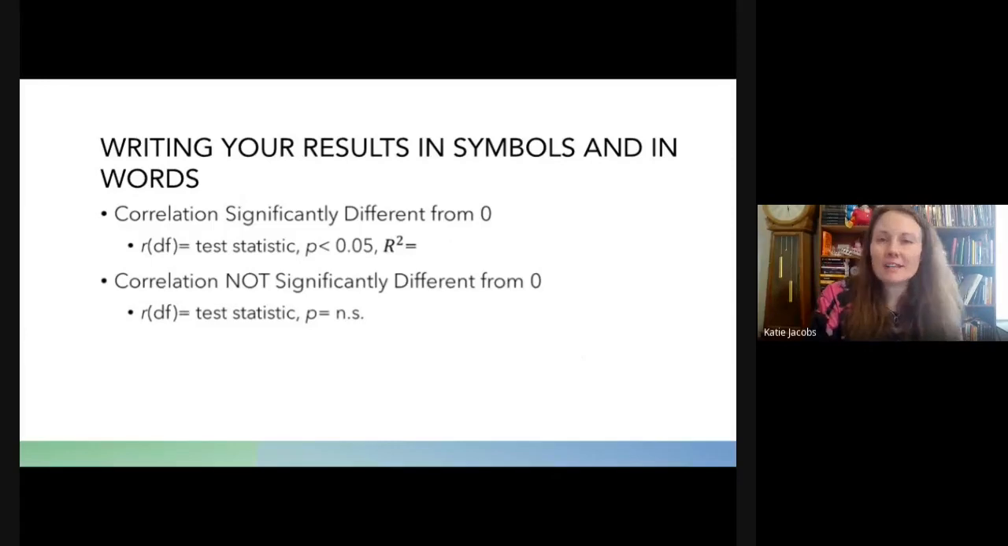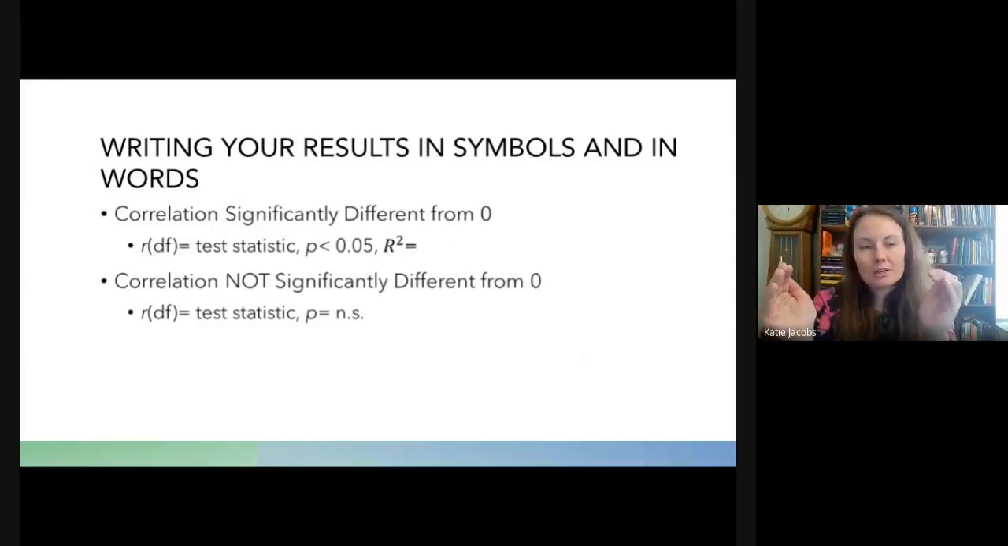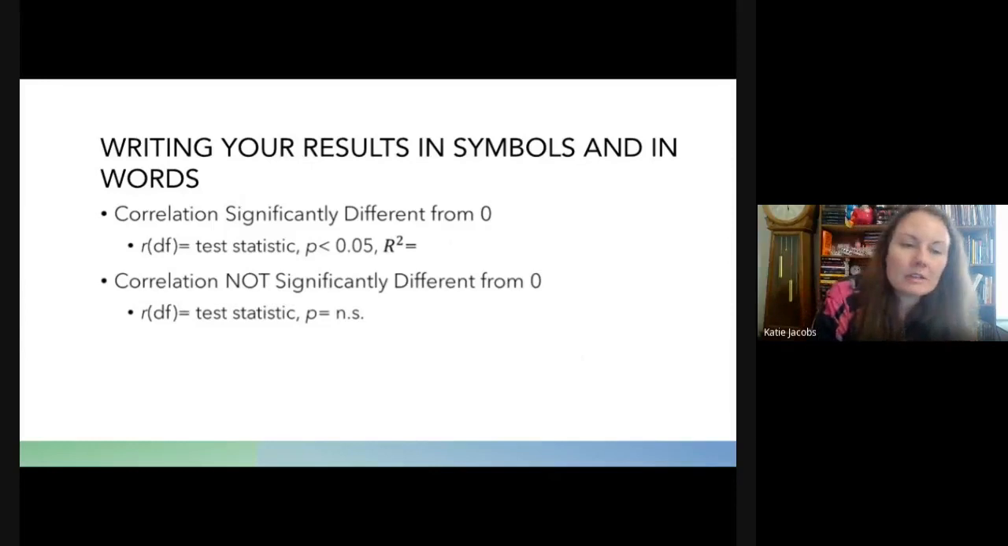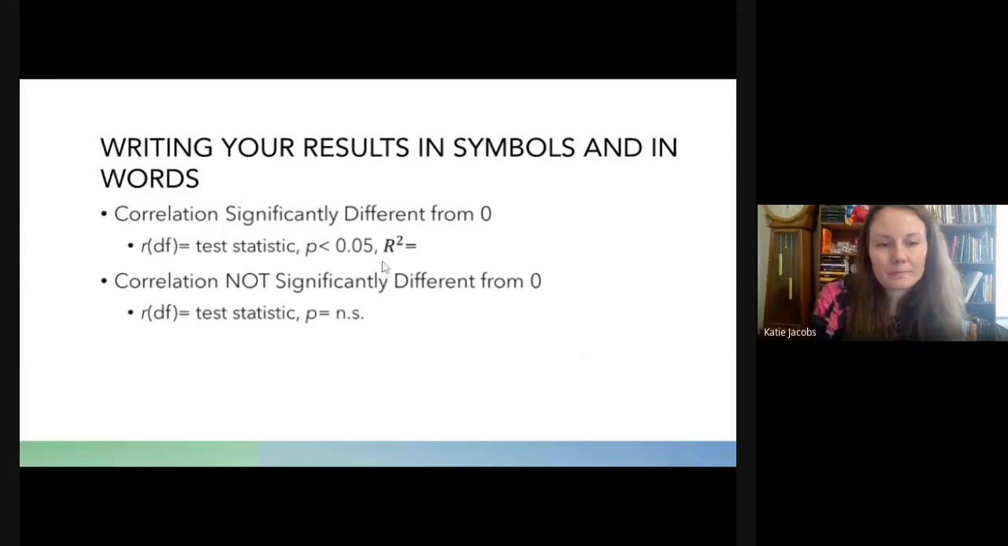And then if we did not have significant results, we would have basically the same way we've been writing them all along. We'd have a lowercase italicized r. In the parentheses, we have degrees of freedom that we calculated. We equal whatever test statistic value that we calculated using our formula, comma, lowercase italicized p equals n.s., which we learned before means not significant.